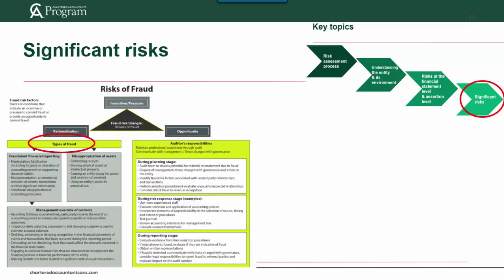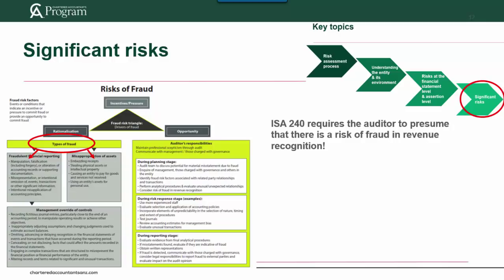There are 2 types of fraud relevant to the auditor: fraudulent financial reporting, which involves manipulation of the financial statements, and misappropriation of assets. A common example would be stealing. Note that ISA 240 requires the auditor to presume that there is a risk of fraud in revenue recognition.